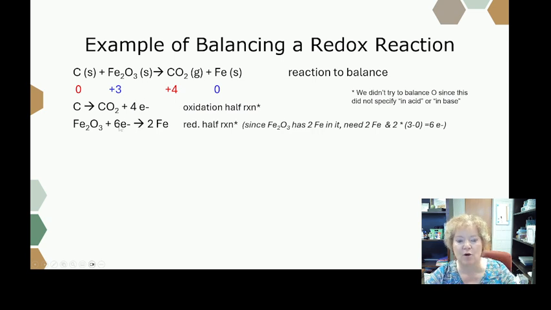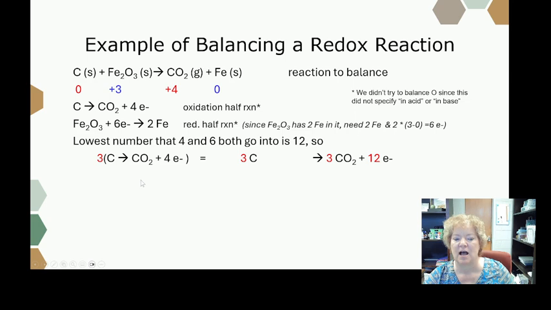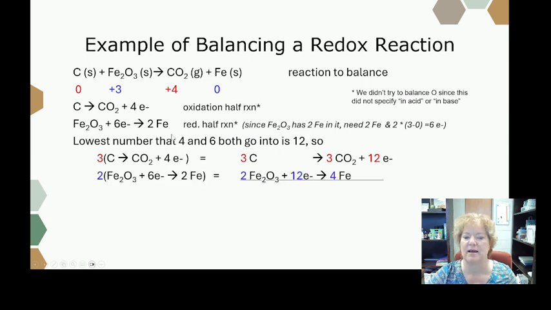So now I want to make sure both of these have the same number of electrons. I'm looking at 4 and 6, they're not the same. I'm looking for a number that both 4 and 6 go into. The smallest number is 12, so I'm going to get to 12 for each of these. I'm going to multiply the one with 4 by 3. So it's going to be 3 C makes 3 CO2 plus 12 electrons. And I'm going to multiply the second one by 2 because 6 times 2 is 12. So 2 iron oxides plus 12 electrons makes 4 irons.